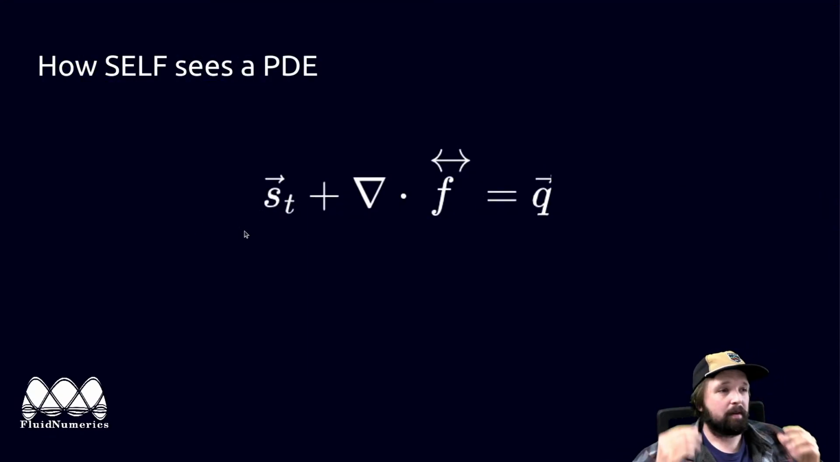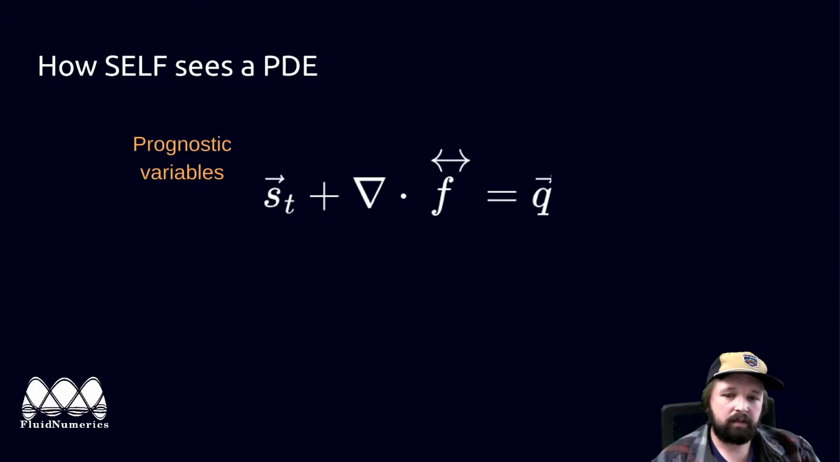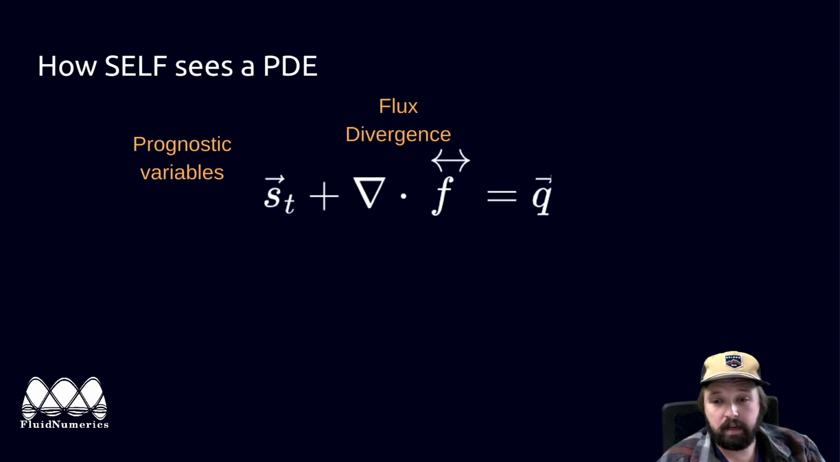You might remember from before, this is how SELF views a partial differential equation. We cast a PDE in terms of an arbitrary conservation law, where the vector S is a vector of prognostic variables. F is the flux, and the divergence of F is the flux divergence. F is a vector of vectors: each prognostic variable has a vector in space associated with it that tells us what the conservative flux is. That's why we're using that double arrow notation there. And then on the right-hand side, there are source terms.